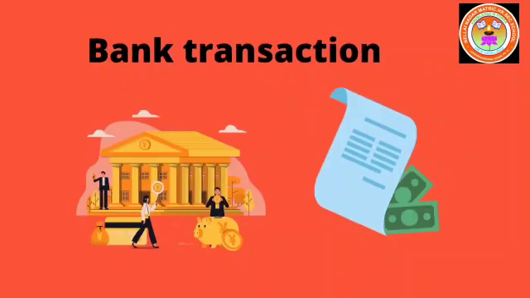Bank transaction. In a transaction, if bank is involved, it is a bank transaction. Bank transaction includes the following: cash deposited into the bank, income of the business directly received by the bank, receipts through cash deposit machine, that is CDM, payment made by customers of the business through debit card, credit card, net banking, national electronic funds transfer, NEFT, real time gross settlement, that is RTGS, etc.